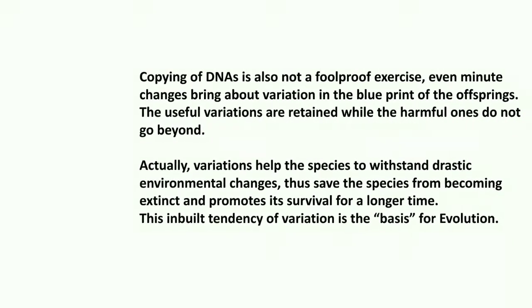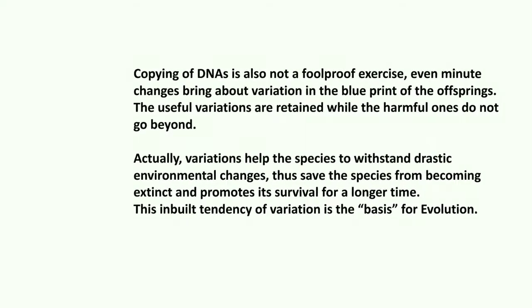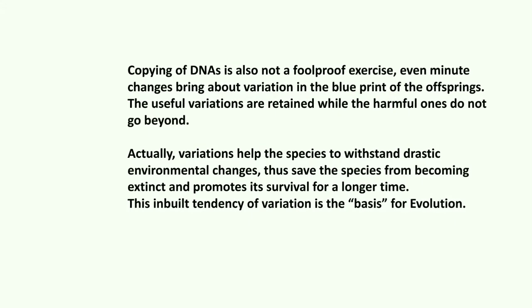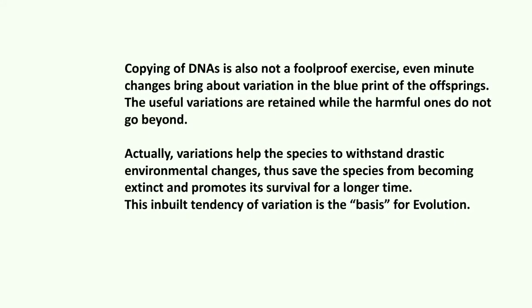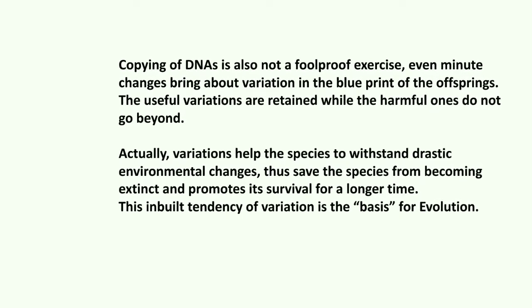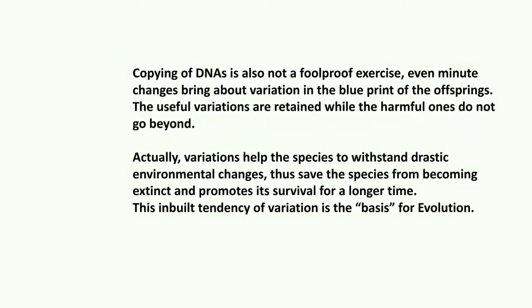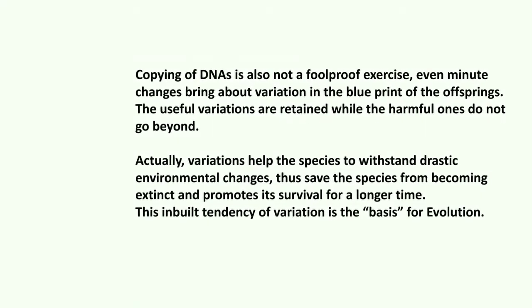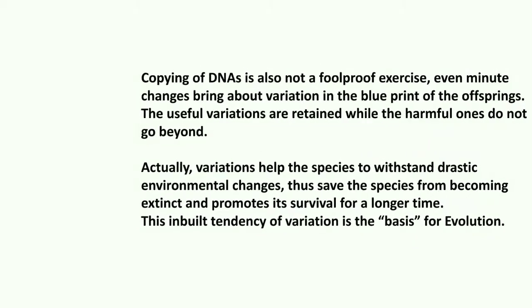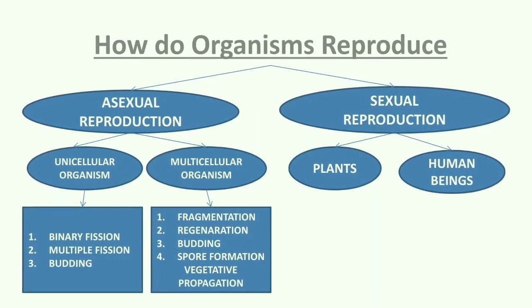Copying of DNA, even with minute changes, brings about variations in the blueprint of the offspring. Whereas the useful variations are retained, the harmful ones do not go beyond. These variations help the species to withstand drastic environmental changes, thus save the species from becoming extinct and promote its survival. How do organisms reproduce?